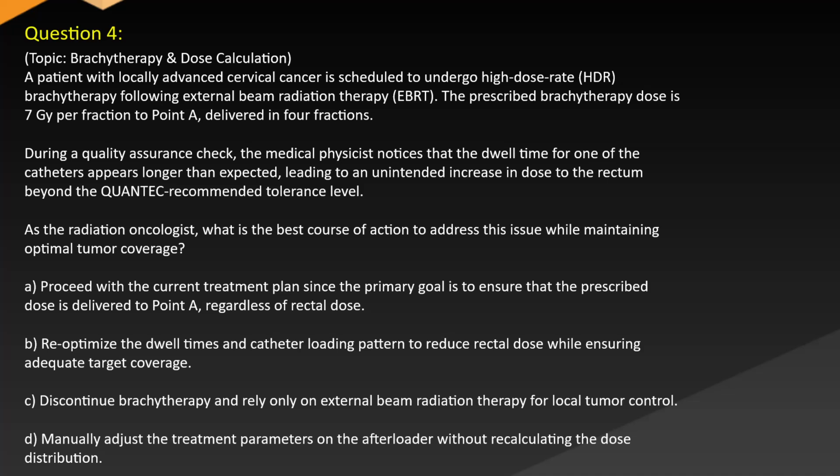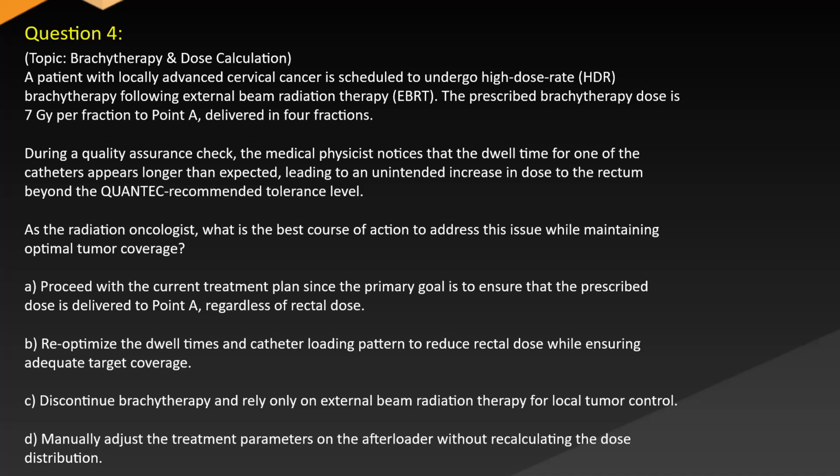During a quality assurance check, the medical physicist notices that the dwell time for one of the catheters appears longer than planned, leading to an unintended increase in dose to the rectum beyond the QUANTEC recommended tolerance level. As the radiation oncologist, what is the best course of action to address this issue while maintaining optimal tumor coverage?